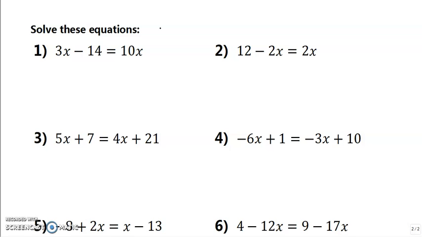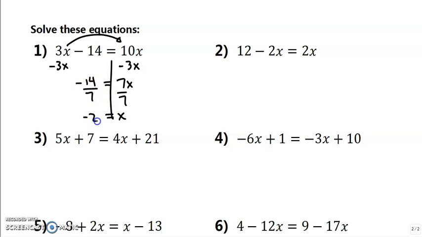In question number 1, my suggestion is to move the 3x to the other side of the equal sign. Subtracting the 3x and subtracting your 3x will give you a positive 7x, and it's going to be easier to work with. Don't forget that minus 14 is negative 14, so you have to bring the negative sign down. And when you divide by 7, you get x equals negative 2.